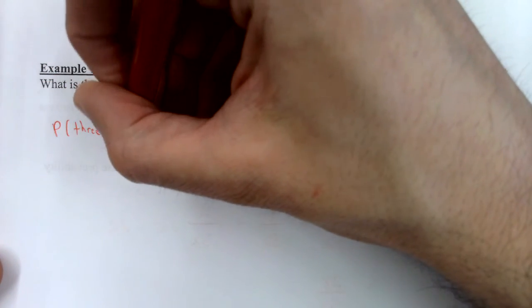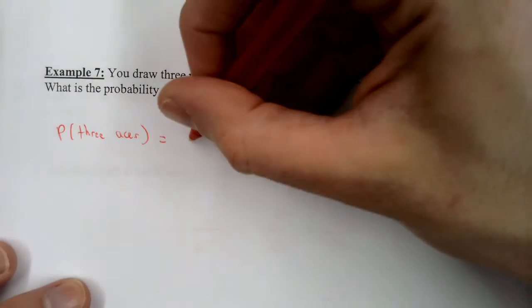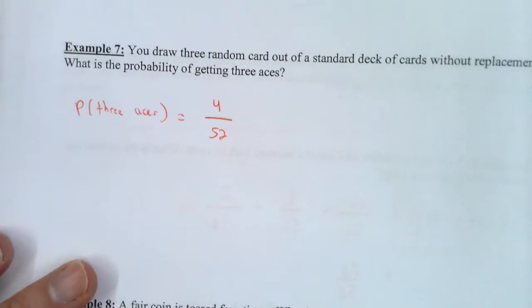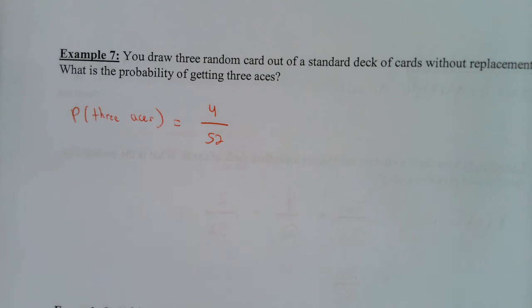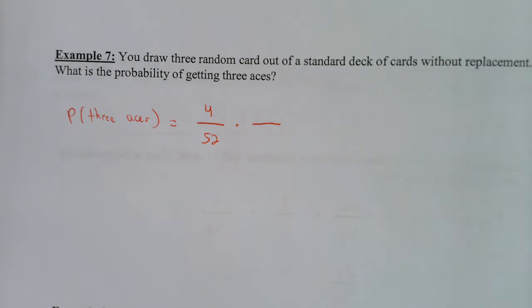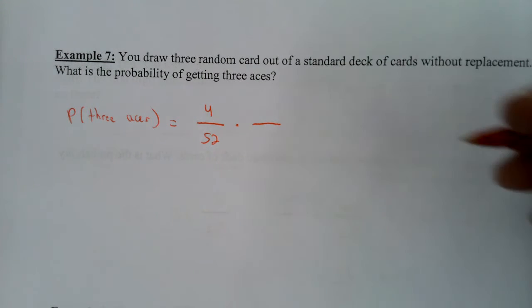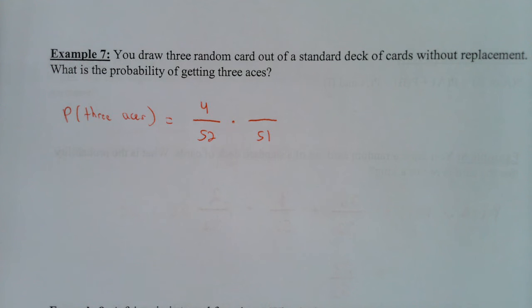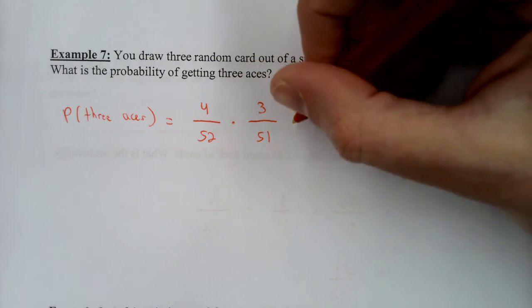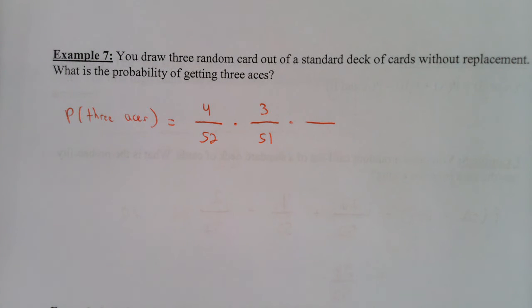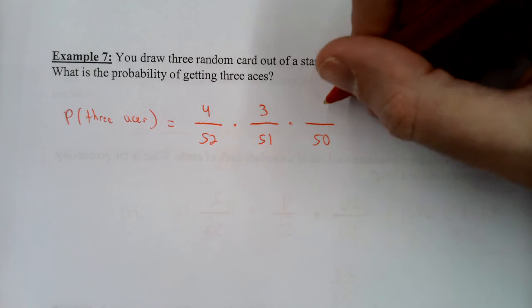Well, first there's 52 cards, and there's 4 aces, so 4 out of 52 times. So the idea is you took an ace out and you left it out. So now there's only 51 cards left to choose from, and since you already took out 1 ace, there's only 3 aces left. And now the next one, again, you're taking the cards out, you're leaving them out. So there's only 50 cards left now, and there's only 2 aces left.